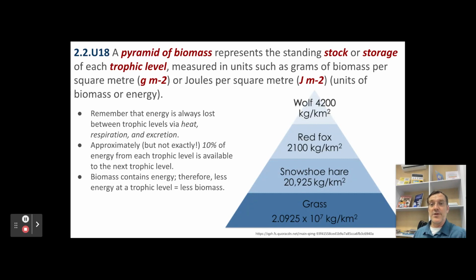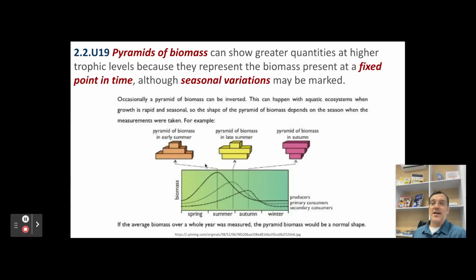Generally speaking, your pyramid of biomass is going to be pyramidal shaped, right? Again, because you've got the 10% rule, right? Sometimes they're not a pyramid shape. You might have some odd shapes like this.